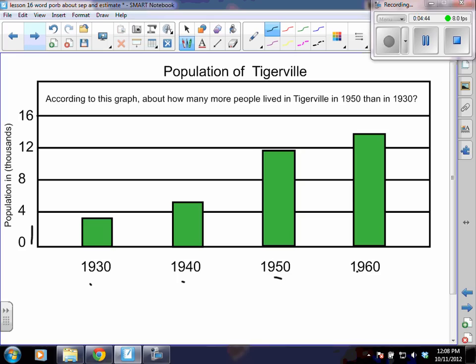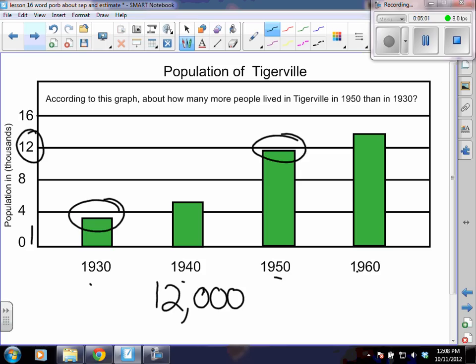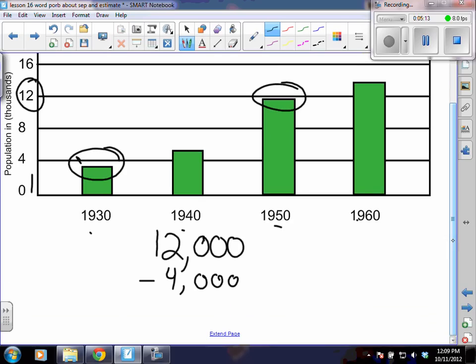First, we can start in 1950, and we can see this is what we're looking at. And we can look over here to see that it is about 12,000. And so we can write that to start our problem. And then we can look at 1930, and 1930 is also very close to the 4,000, so we can write 4,000 here. And now we can subtract these two numbers and get a solution that 12,000 minus 4,000 is 8,000.